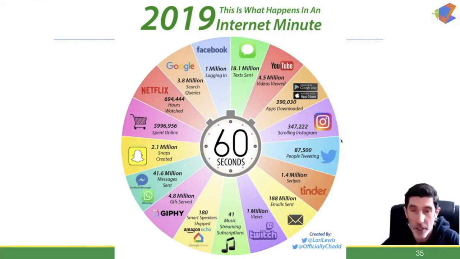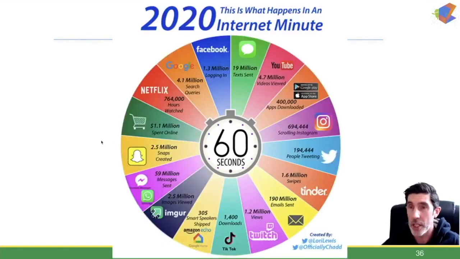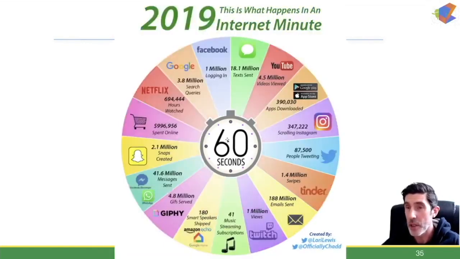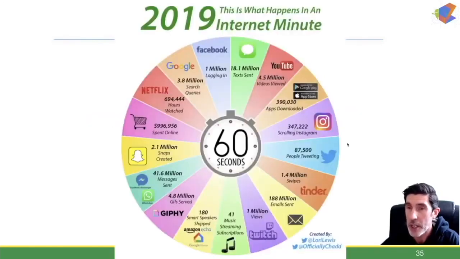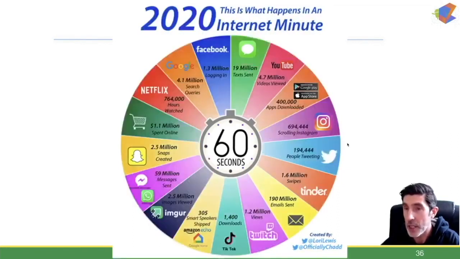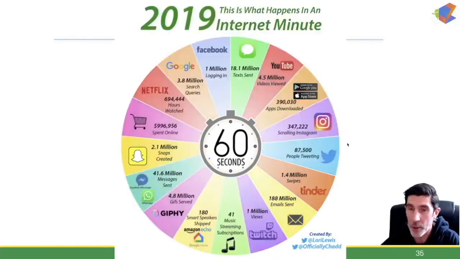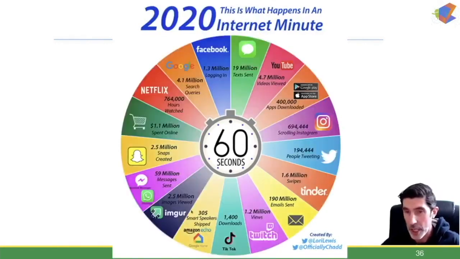Now what I find really interesting is if we look at the 2020 figures. Big jump up there. Look at some of the very interesting ones. Look at Instagram: we went from 347,000 to 695,000, nearly doubled in the space of 12 months. Same with Twitter: 2019, 87,500, now nearly 200,000. And TikTok, which is relatively new: 14,000 downloads every 60 seconds. Look at our money spent online again.